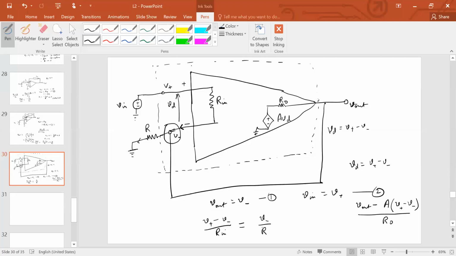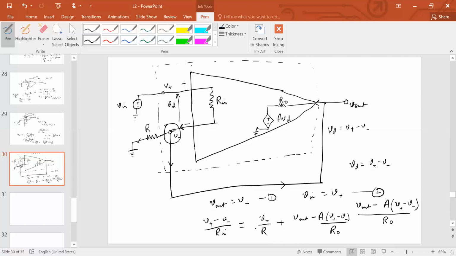The direction I'm assuming is this, so this is the direction of the current. That is also a current leaving this circuit. So let me write this as (V out minus A times (V plus minus V minus)) over R naught. Now I know that V out is equal to V minus and V in is equal to V plus. So I'm just going to put everything in terms of V in and V out. That will help me in obtaining the so-called transfer function.